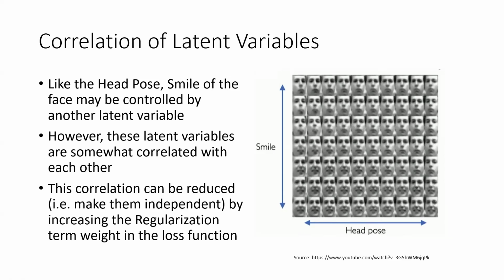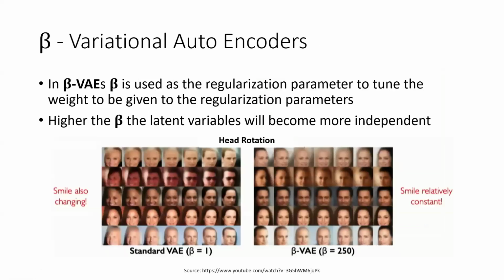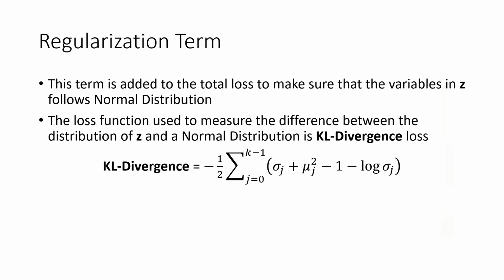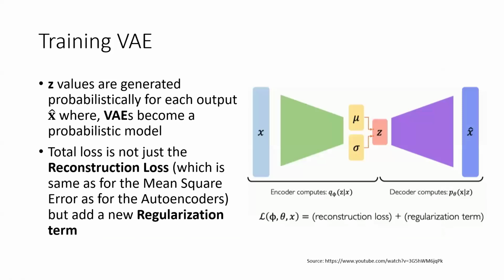So if you want to get these latent variables very independent, that is, reduce the correlation between these latent variables, you want to increase the regularization component of this loss function, right? Earlier we said that the loss function consists of the reconstruction loss and the regularization loss, right?